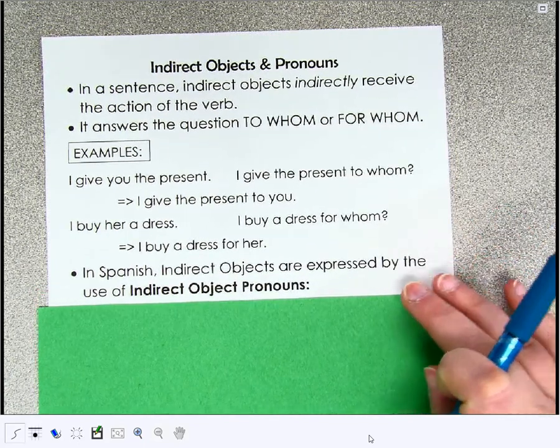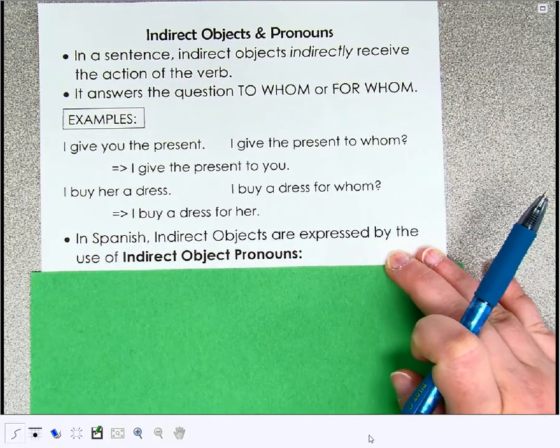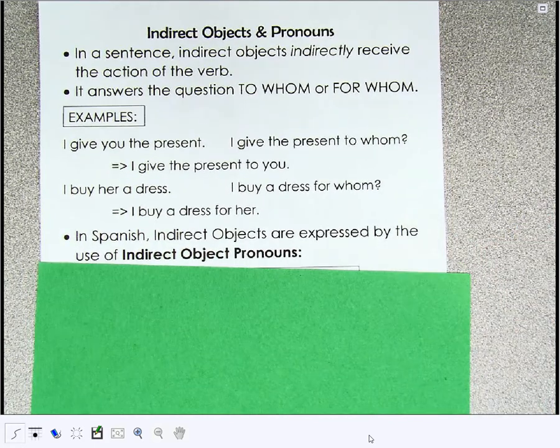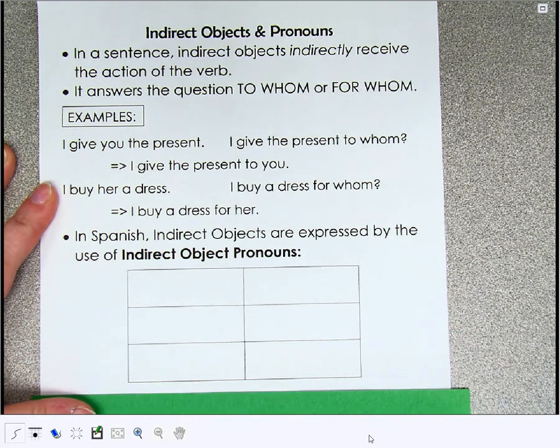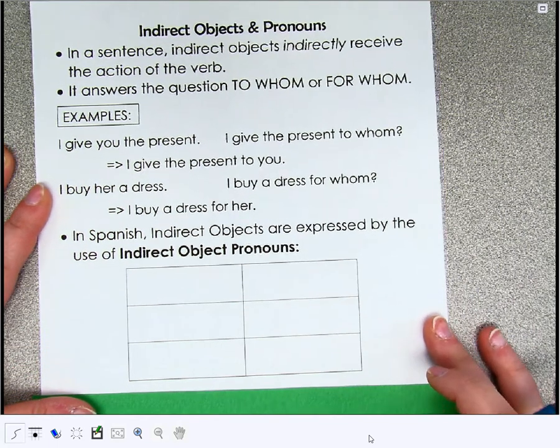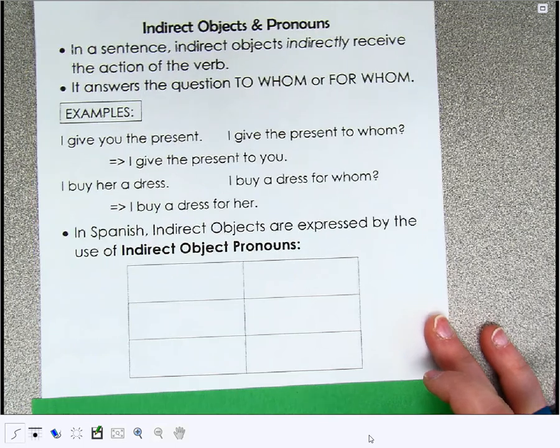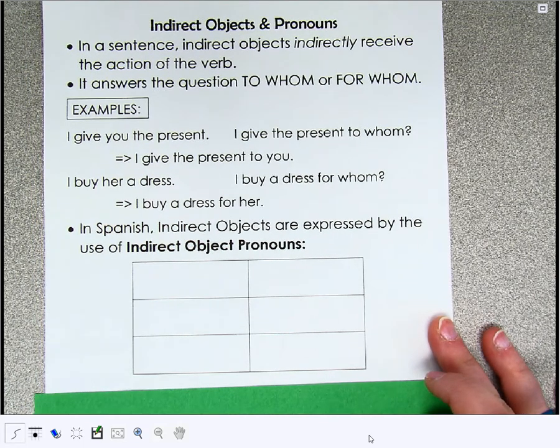So in Spanish, indirect objects are expressed by the use of indirect object pronouns. And that might seem a little bit obvious, but what that means is whenever you have an indirect object in a sentence, the pronoun is always used, whether or not you have an antecedent that clarifies the indirect object pronoun. Whew, that was really grammarly.